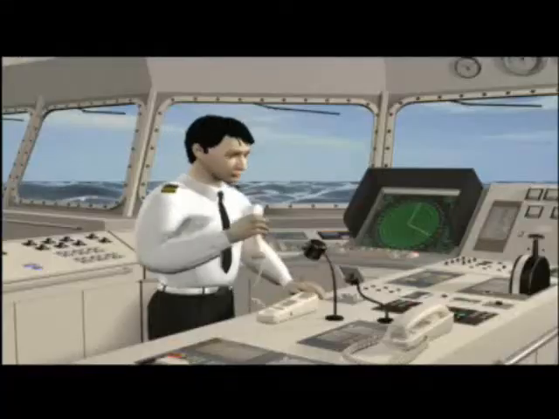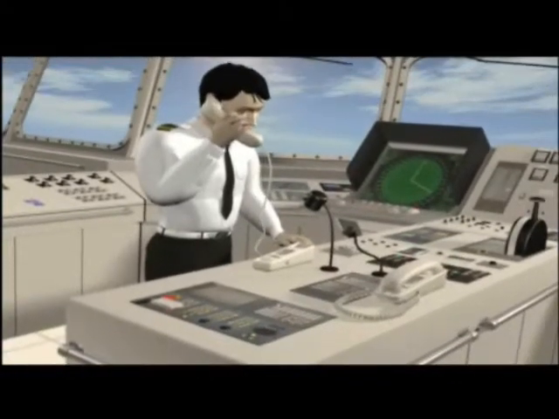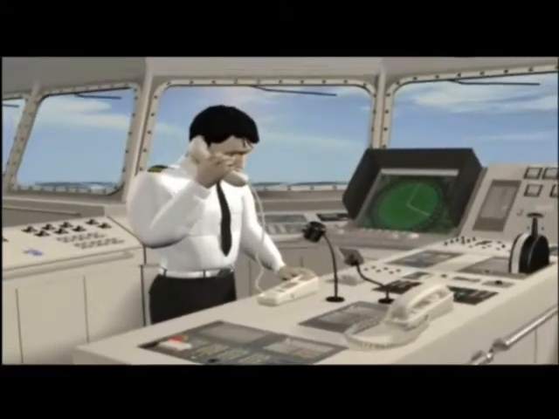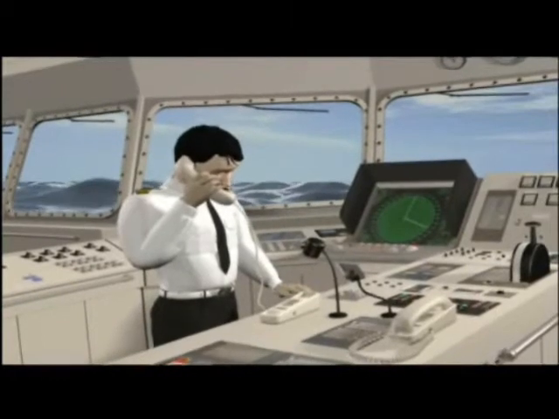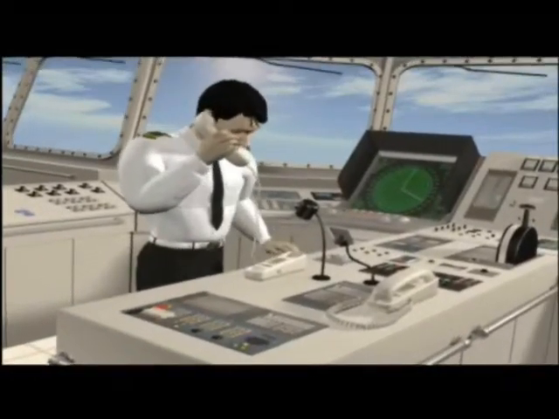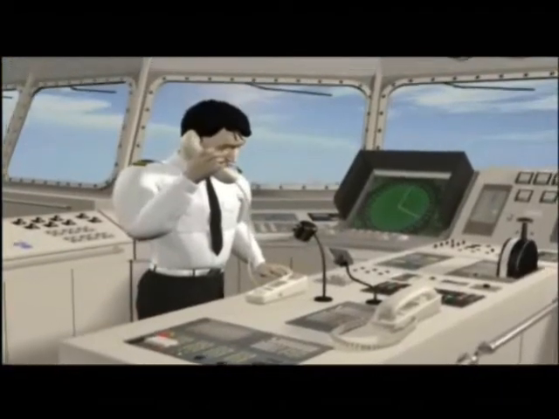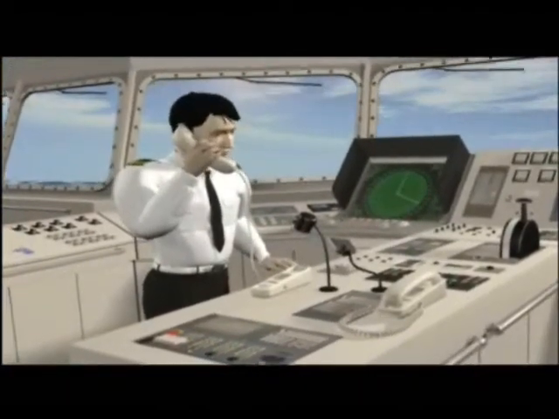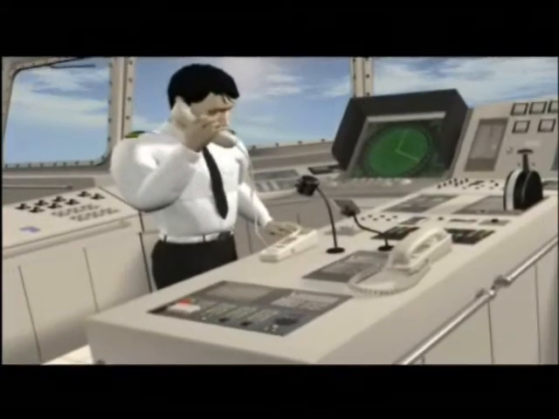Third, please reduce RPM to 117. Heavy rolling and pitching is causing engine to surge. All right, Chief. Captain, Chief Engineer wants the engine RPM to be reduced to 117 due to surging. Okay, go ahead.